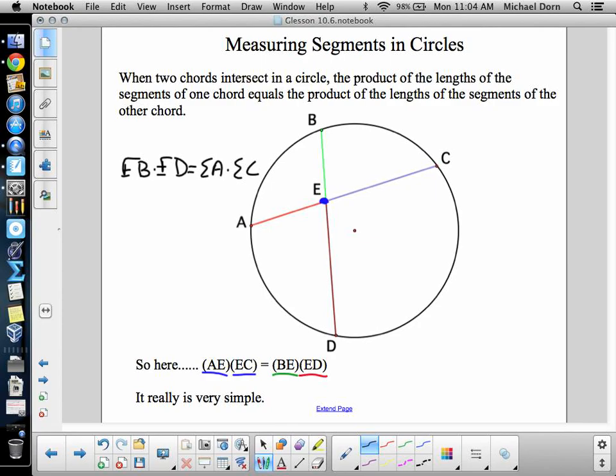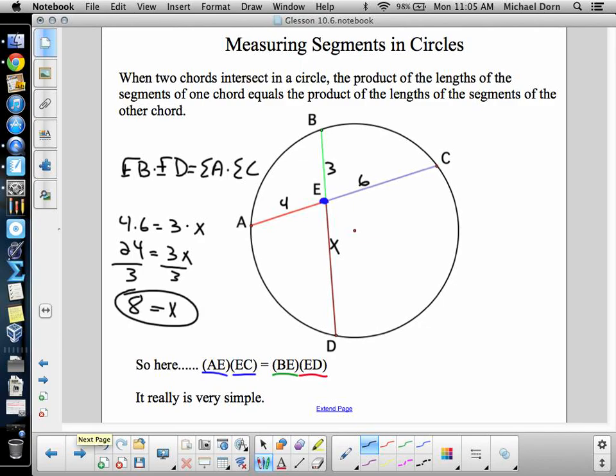And setting it up is really easy. I could say this is 4, and this is 6, and this is 3, and this is X. And so we just plug in 4 times 6 equals 3 times X. So 24 is 3X, divided by 3, and we get X equals 8. It's that simple. It's really not difficult stuff that we're doing today, but we have to make sure we get it set up correctly. The formulas generally don't tend to be that tough.